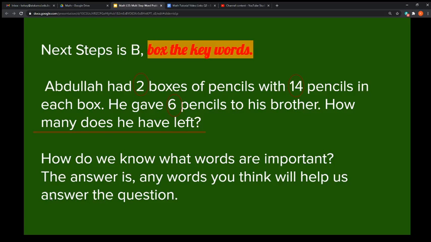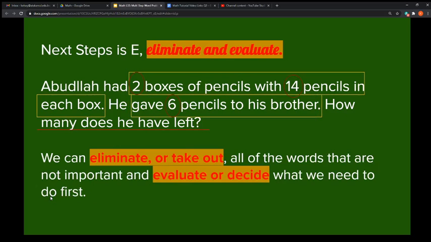How do we know what words are important? The answer is any words you think will help us answer the question. Here are the important words. We can eliminate or take out all of the words that are not important.